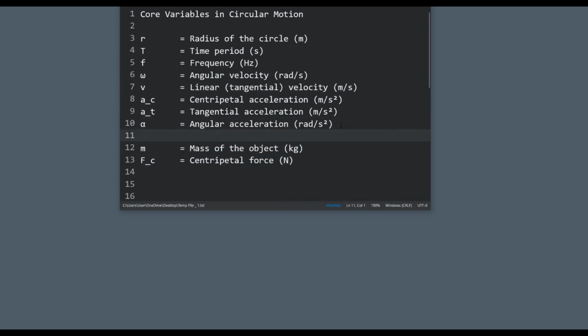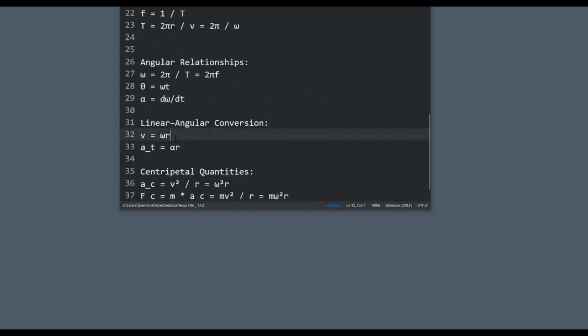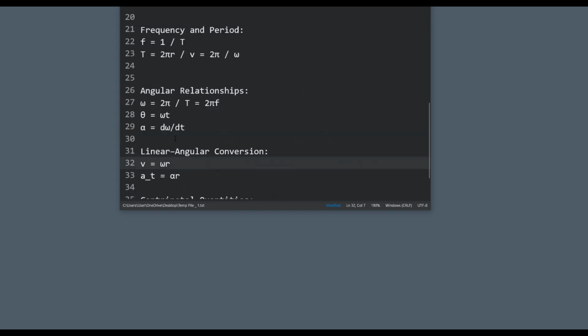We'll directly apply the formulas and figure it out. Frequency and time period are inverse of each other. One more formula: time period is 2 pi r by v, or 2 pi by omega. So omega is 2 pi by T. And v and omega have a relationship: v is equal to omega r. Then you have theta equals omega t, that is your change in the angle.